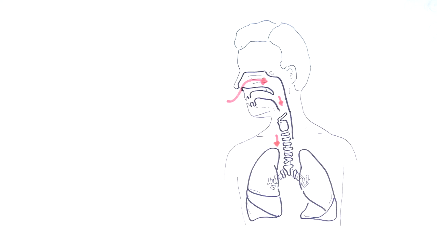The differential diagnosis of stridor is vast, with croup being the most common cause of acute stridor and then laryngomalacia being the most common chronic or congenital cause of stridor.